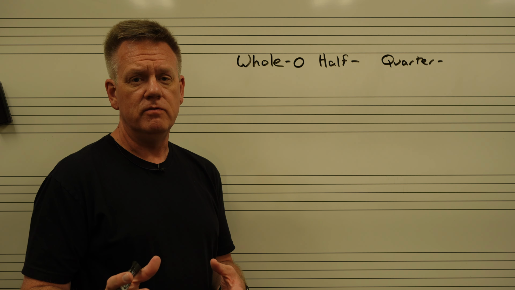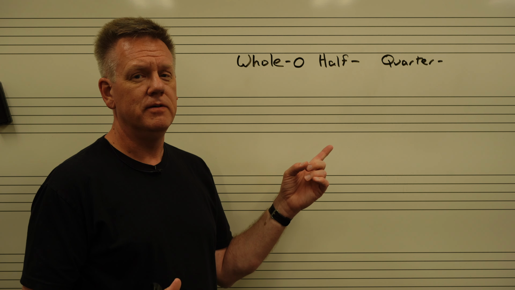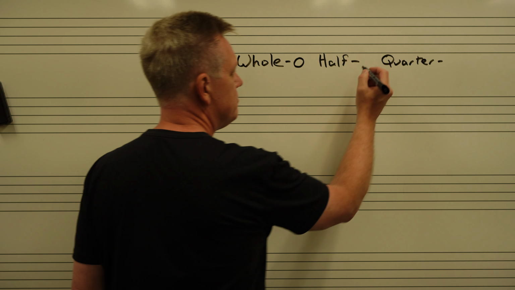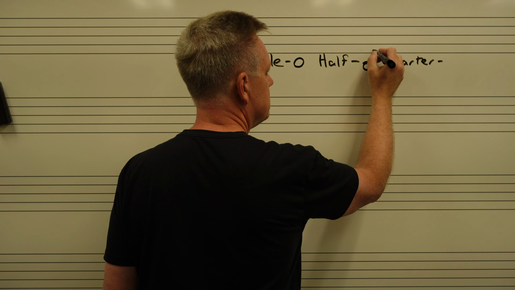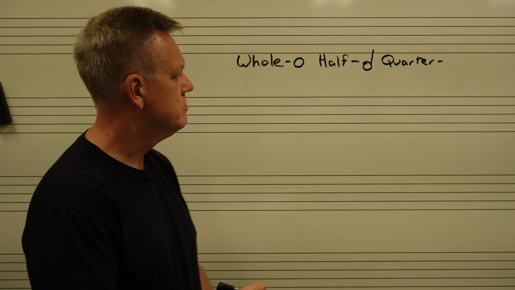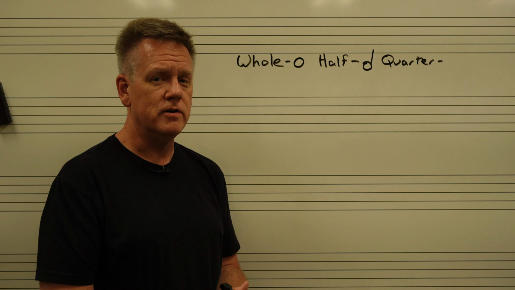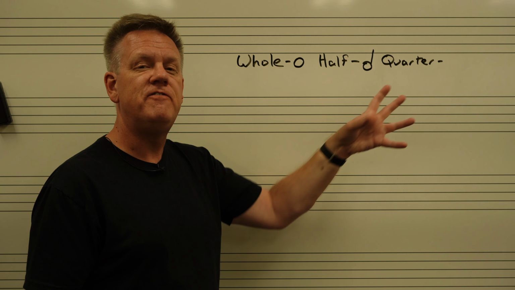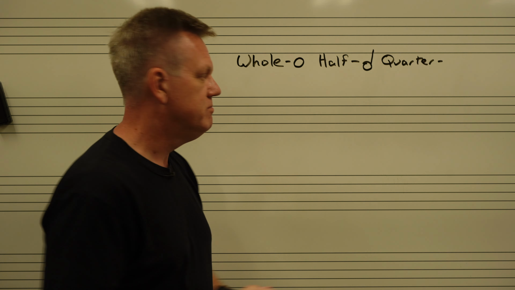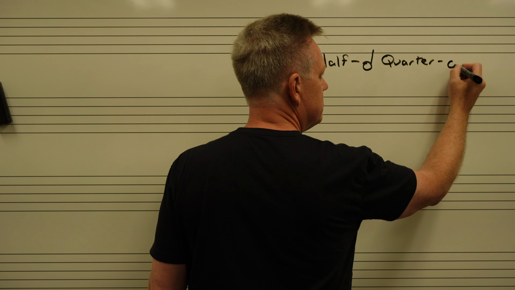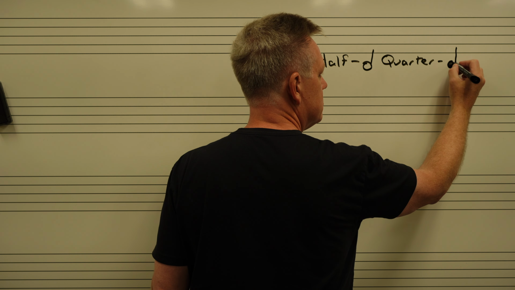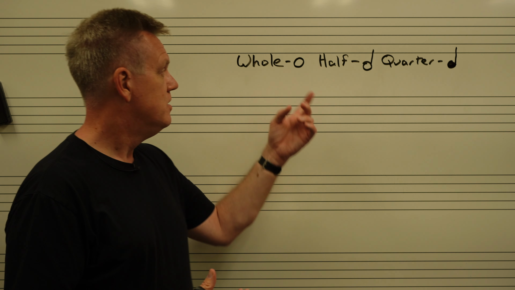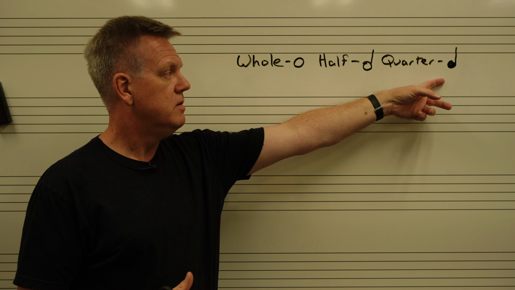A half note, all you do is take the whole note as is and put a stem on it. And a quarter note, all you do is take the half note and fill in the donut. That's it. Whole note, half note, quarter note.